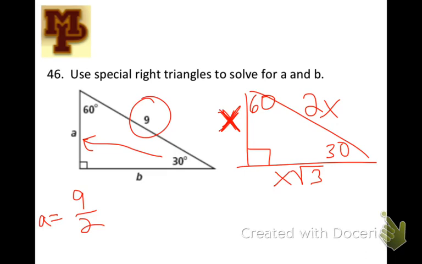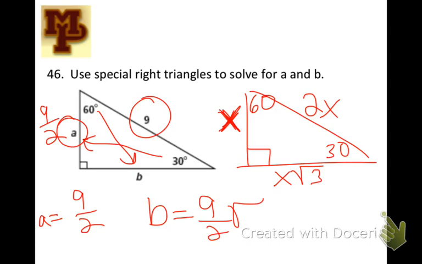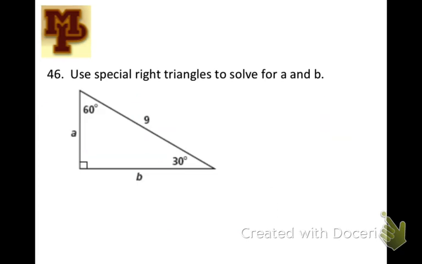And then if you want to find the B, you just have to take the 30 degree side, which now we know is 9 over 2, and then you can multiply it by radical 3 to get the 60 degree side. So we're just going to do 9 over 2 times radical 3. See me if you need a review on that.